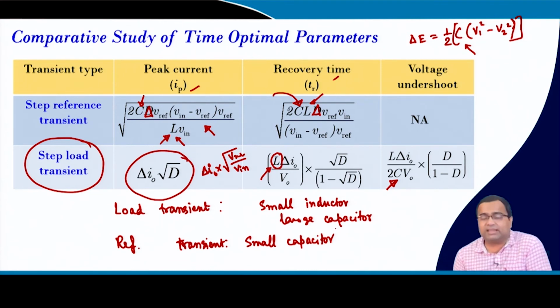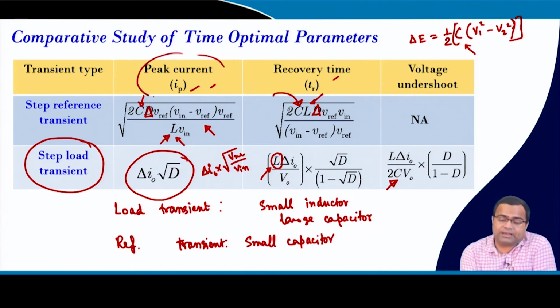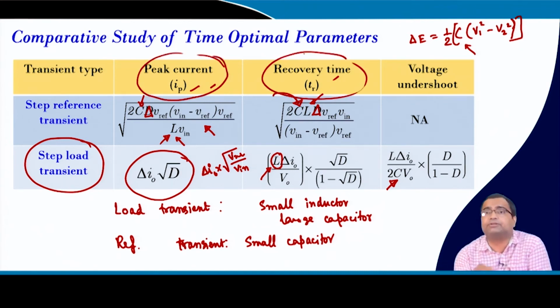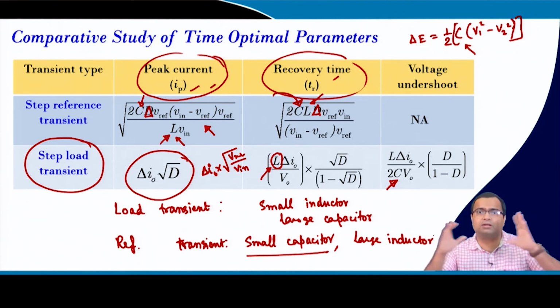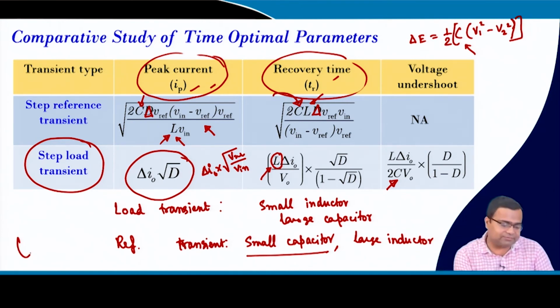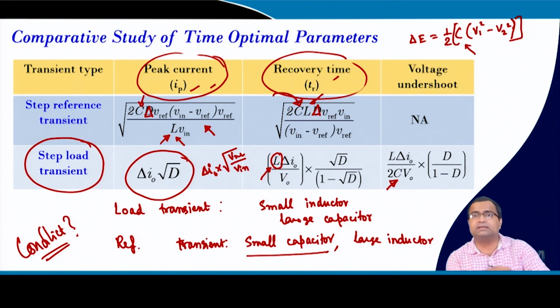And the inductor choice is also conflicting, because if you take a large inductor, peak current will reduce, but your recovery time will increase. The peak current will give you energy overhead and the recovery time will give you time overhead. So, it is a conflict, right. Small capacitor is mandatory, and even if you take a large inductor, you can reduce the peak current, but you will end up with a longer recovery time. So, there is a conflict in the power stage design when we want to design a converter which has to cater to fast recovery for load transient as well as the reference transient.